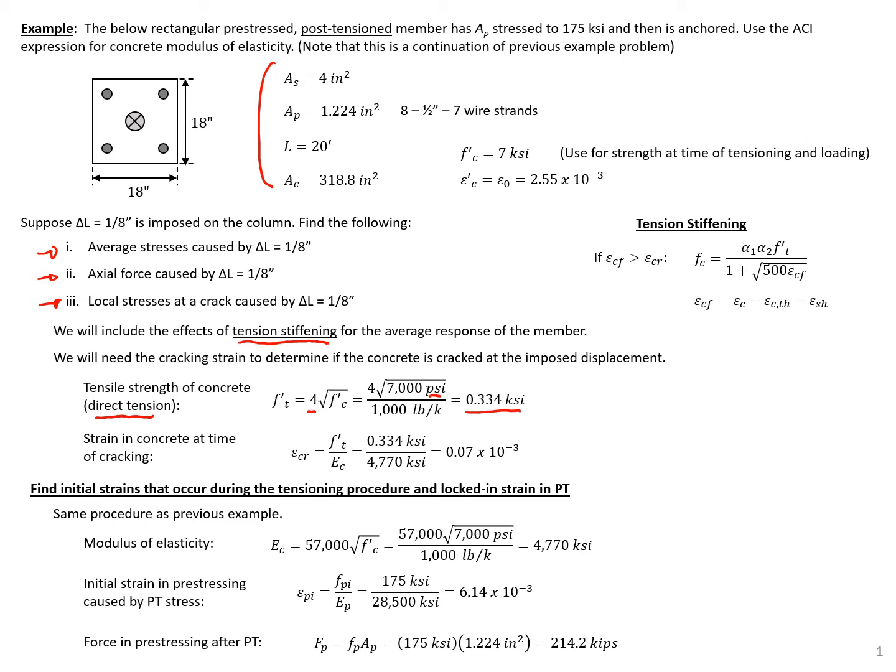We can find the strain in the concrete at the time of cracking by taking this tensile stress divided by the modulus, which is 4,770, giving us our cracking strain. Some of the other values that we'll need: we need to find the initial strains that occur during the tensioning process. This is a post-tensioned member, so the concrete will deform as the post-tensioning is being applied. To do this, we need to find our modulus, the initial strain in our pre-stressing, and also the force in the pre-stressing after our post-tensioning. So I find those values here.